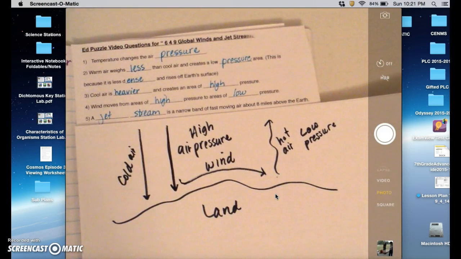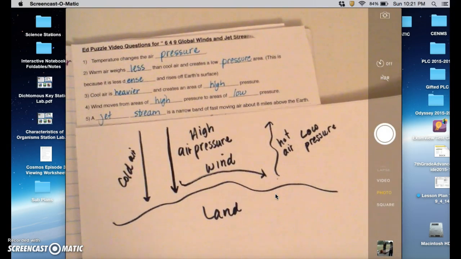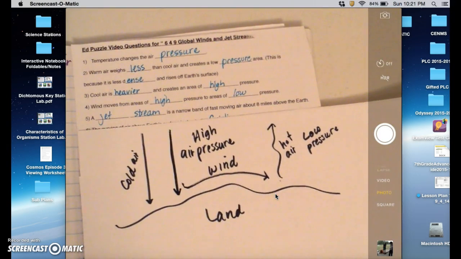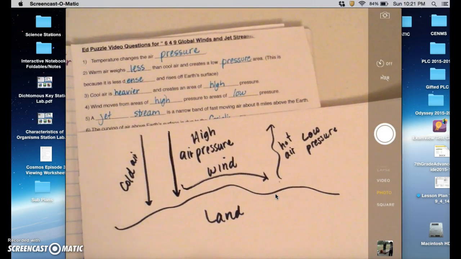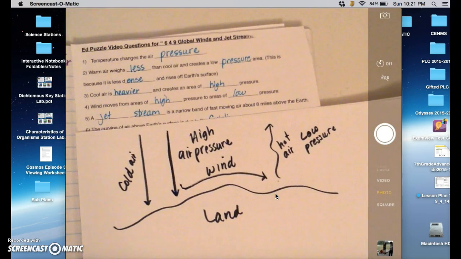Number 5, a jet stream is a narrow band of fast-moving air that's about 8 miles above the Earth. Airplanes use it to move faster, and we definitely have changes in weather due to this jet stream.